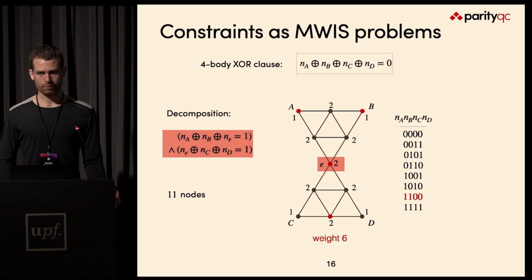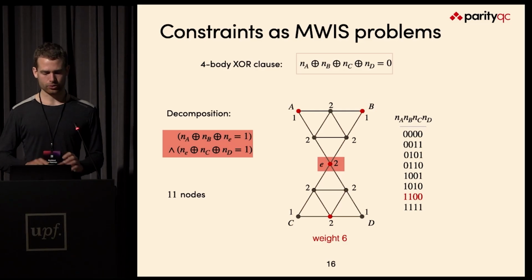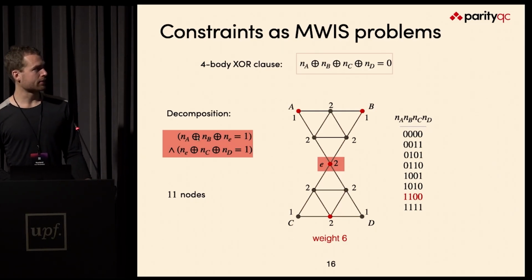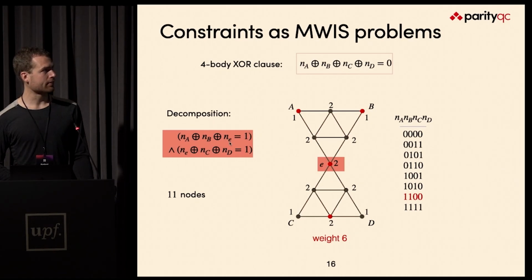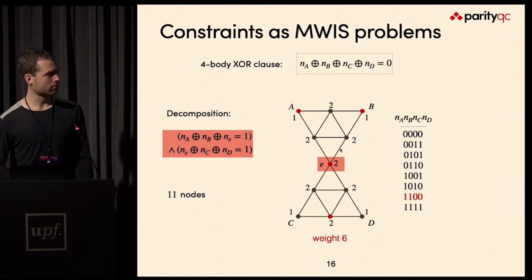And now if you want to do a four-body clause, the basic idea is that you add two of these three-body clauses to each other. If you think about it as a decomposition, you add this NE, which is an ancilla qubit, to your clause. You basically break down this four-qubit clause into two three-body clauses using this ancilla qubit. So the sum of these three equals 1, and the sum of these three equals 1. And if you then add these two clauses to each other, the ancilla qubit would cancel, and you would get exactly this clause.